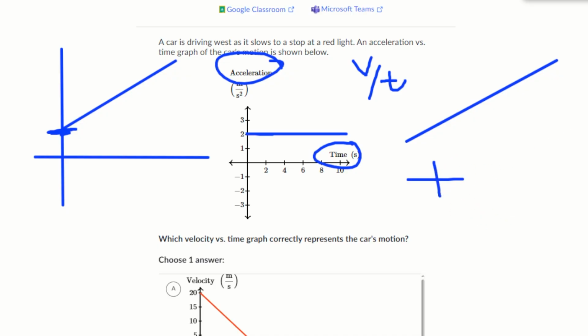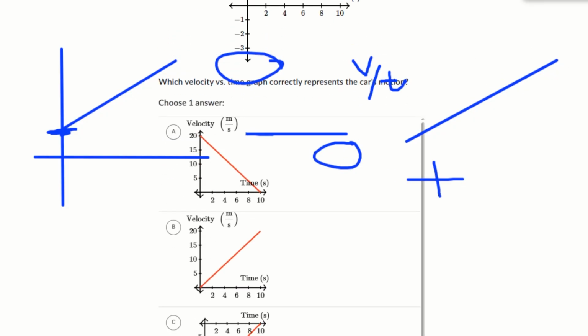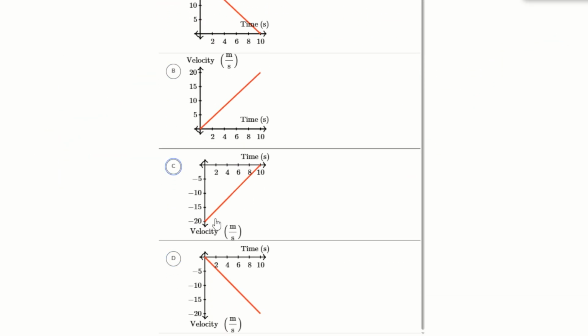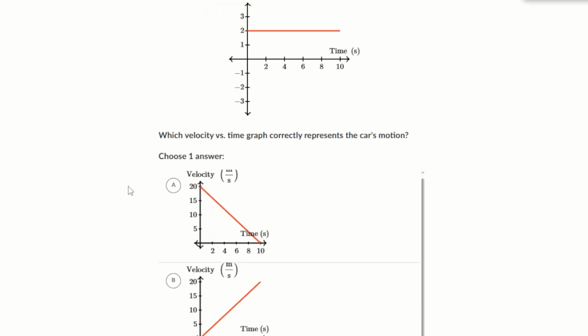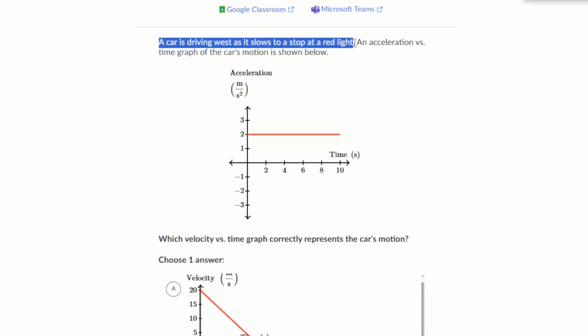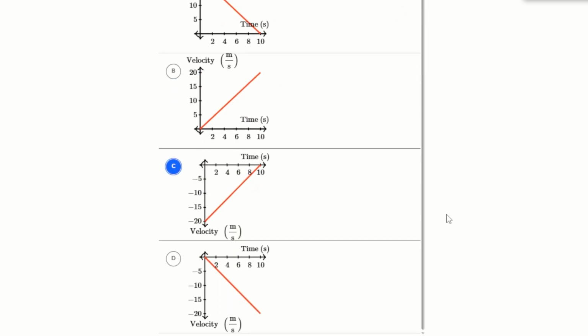So that's why choice C would be our correct answer, because although it has a negative velocity, that is not wrong, because for this object to slow down at a red light, we're going to need to add a positive acceleration, because remember, a vector's positive or negative is just the direction, and we need it to oppose the direction of the initial velocity, leaving us with choice C as our correct answer.